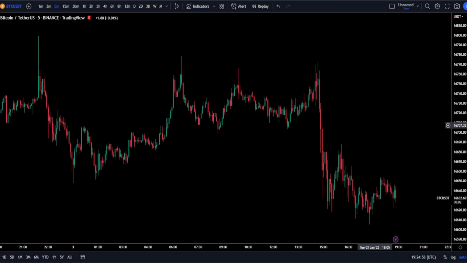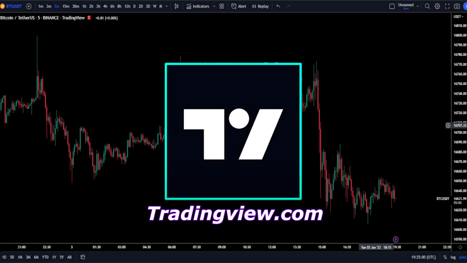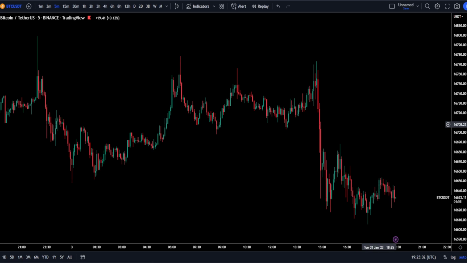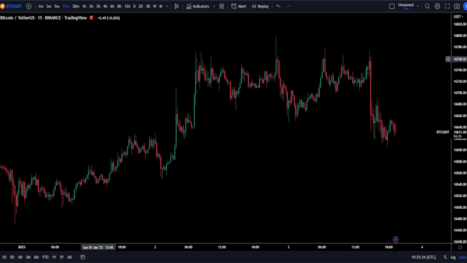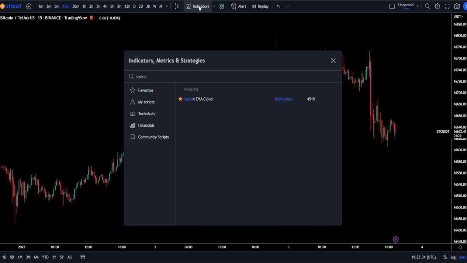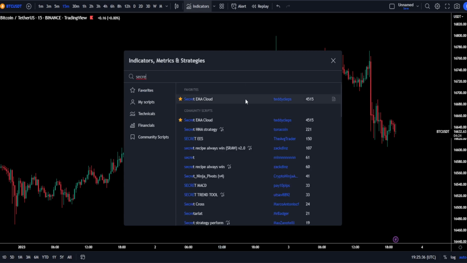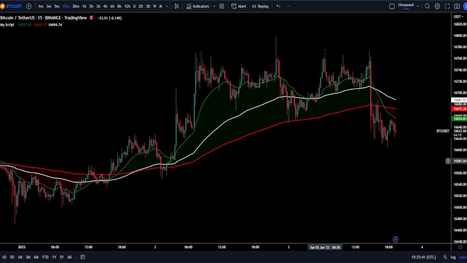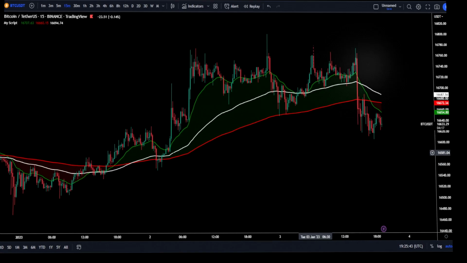So you're going to need to head over to TradingView.com and add the indicators to the chart. I backtested this strategy on the Bitcoin 15-minute time frame, so let's first select our time frame. Now let's add our indicators to the chart by navigating to our indicator search tab and searching for the Secret EMA Cloud, which is this one here by Teddy Kleps. Now let's take a look at how we will be using this indicator.